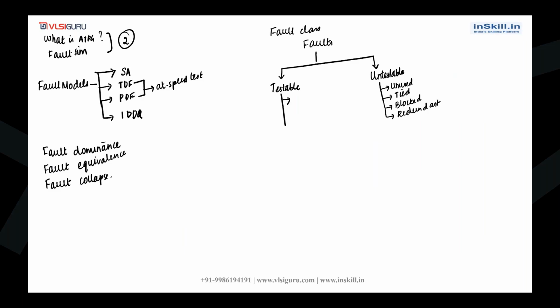And inside testable, you have subclasses like detected, possibly detected, ATPG untestable, undetected. These will be further classified. Detected will further be classified as detected by simulation, detected by implication. ATPG untestable will further be classified as pin constraint, sequential depth, etc. All those things about the various fault classes and their subclasses we will try to understand in the fault classes topic.